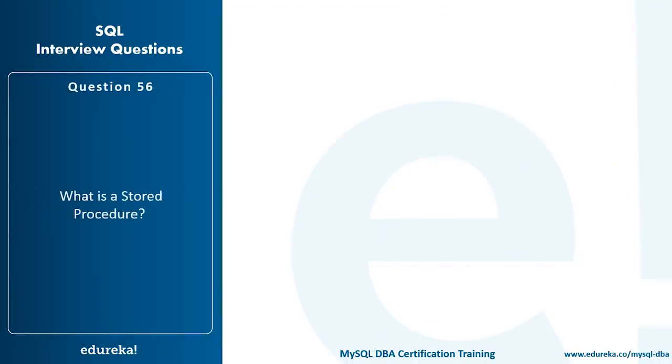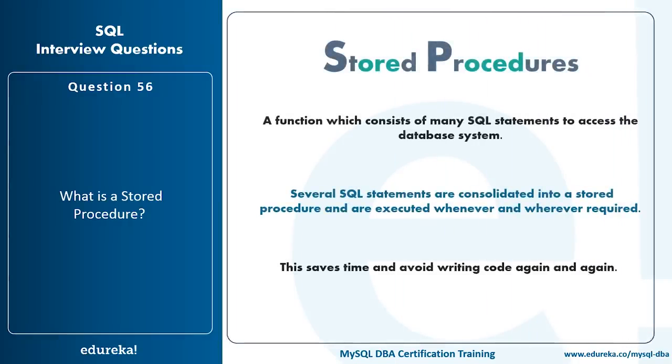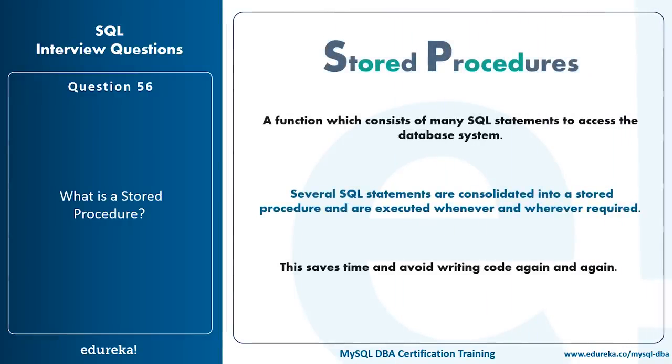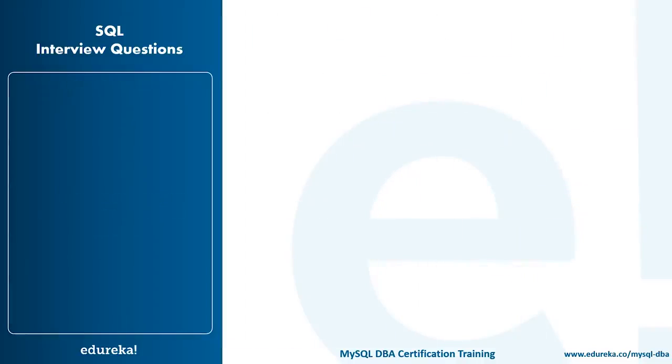Now let's move forward with the next question. What is a stored procedure? A stored procedure is basically a function which consists of many SQL statements to access the database system. Several SQL statements are consolidated into a stored procedure and are executed whenever and wherever required, which saves time and lets us avoid writing code again and again. So with the help of a stored procedure, you can make sure that several SQL statements are executed again and again, and you don't have to write the query for it again, because the stored procedure will automatically execute the queries for you.